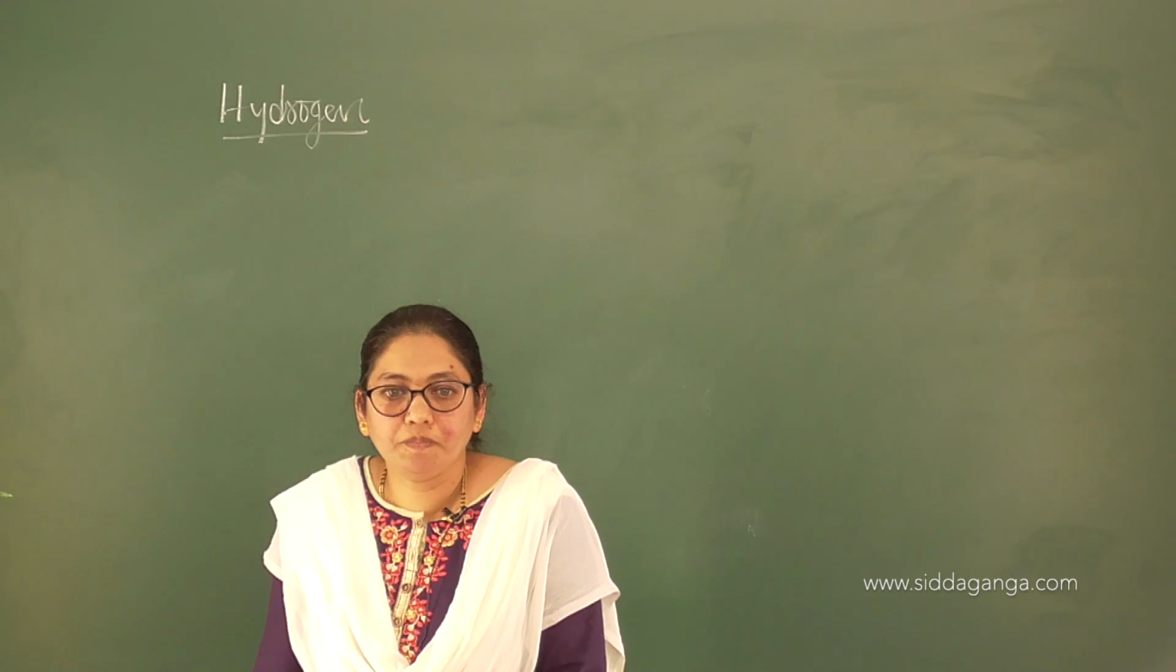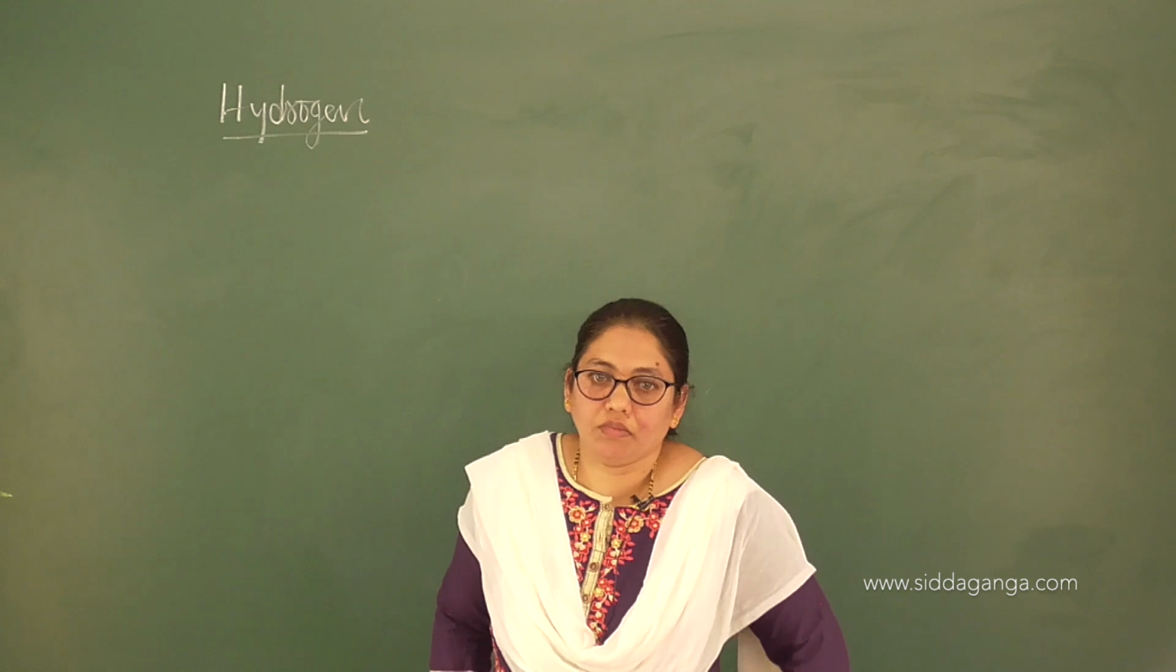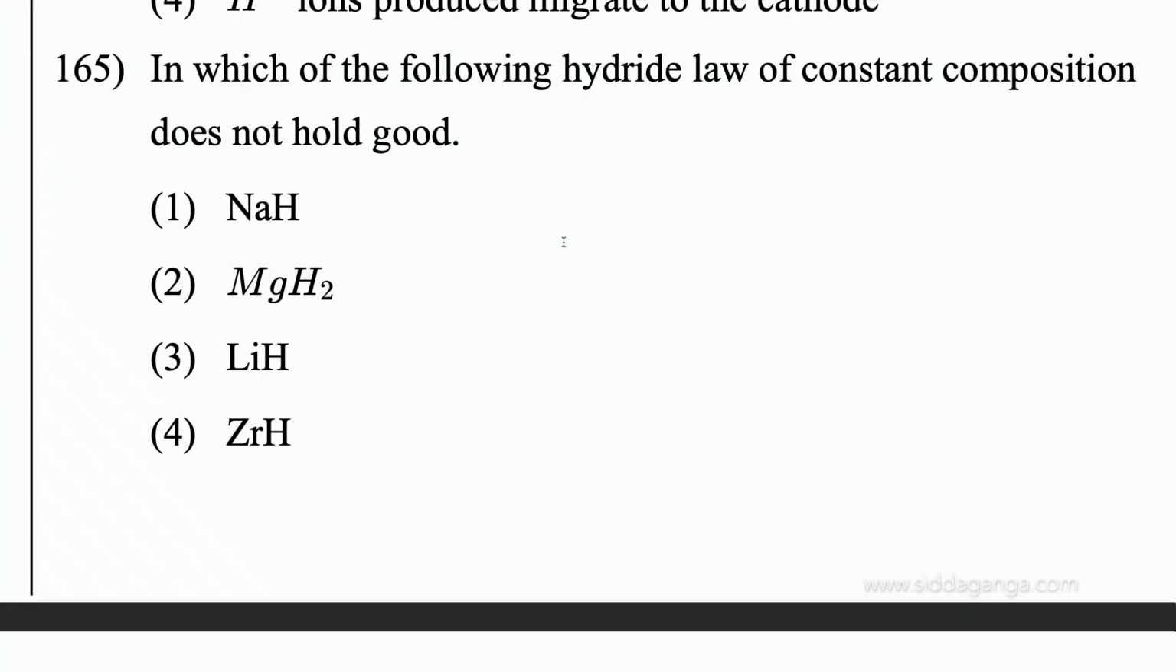Next question. In which of the following hydrides does the law of constant composition not hold good? When we discussed the different types of hydrides, there are ionic hydrides, covalent hydrides and metallic hydrides, right? Sodium hydride is an ionic hydride, an example of a stoichiometric ionic hydride, along with magnesium hydride and lithium hydride. All these three have a proper proportion of both the atoms present in that particular hydride, right?